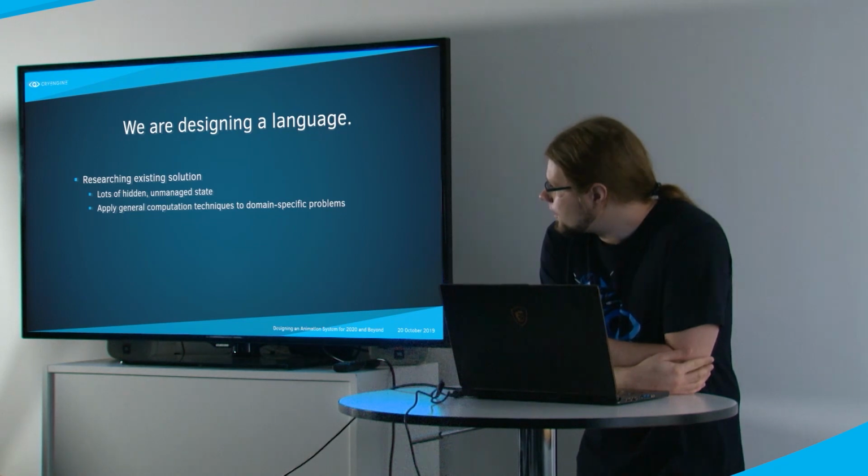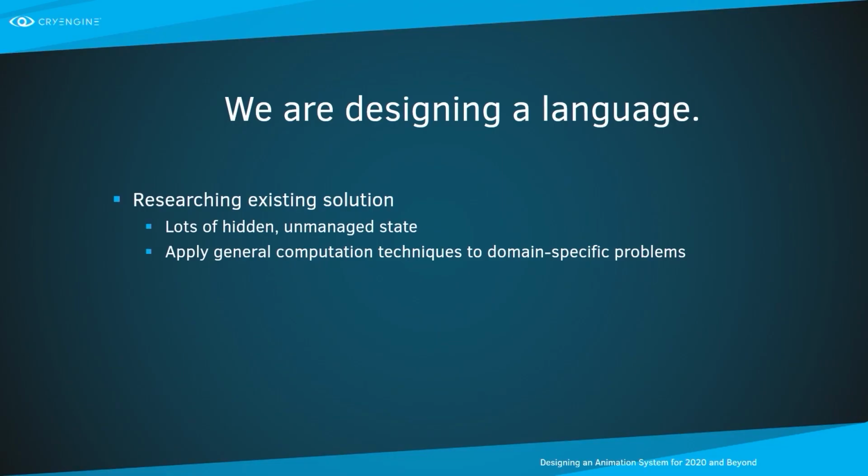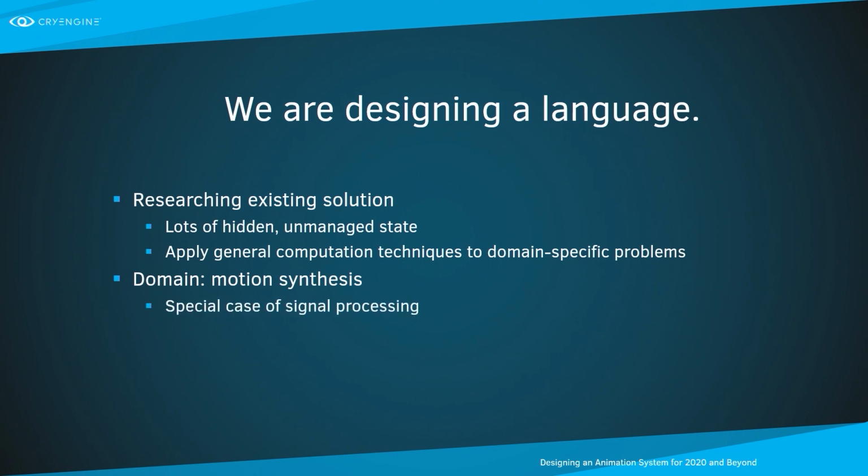And at the same time, the other thing that they do is they tend to apply very general computation techniques to very domain-specific problems, which makes them unnecessarily complex in many ways. And they don't exploit certain computational properties of the problem to squeeze out more performance that could have been squeezed out. Next, what we need to do is identify our domain. So the domain for our language is essentially motion synthesis, which is combining animations, combining poses, combining character animations, and correcting them. At some point, I had the realization that what you're essentially working with, especially on low-level stuff, is just a special case of signal processing.